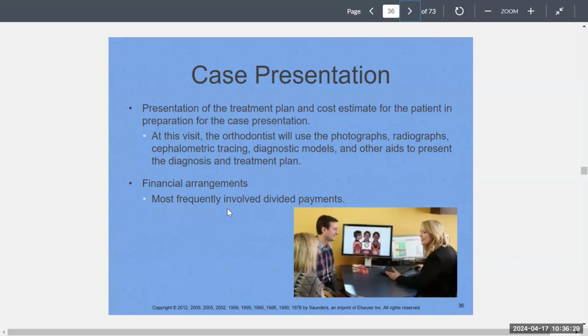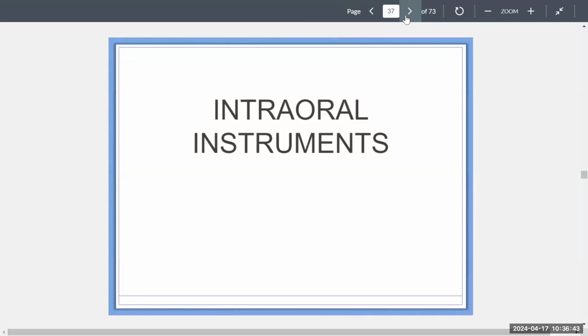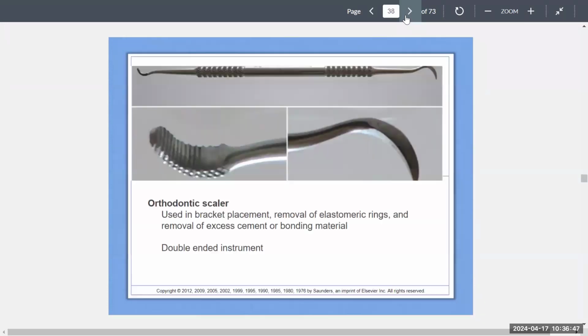At this visit, a case presentation is really helpful because it gives you all the things in one: a treatment plan, radiographs, photographs, diagnostic models, everything. It's all together in one. And then, of course, you come up with a financial arrangement where maybe the patient has to pay with a payment plan. Let's talk a little bit about intraoral instruments.